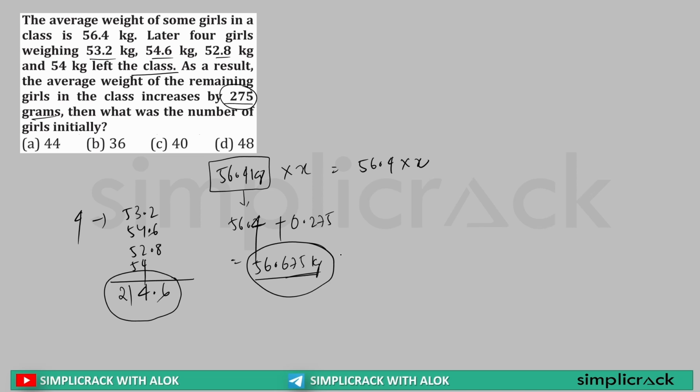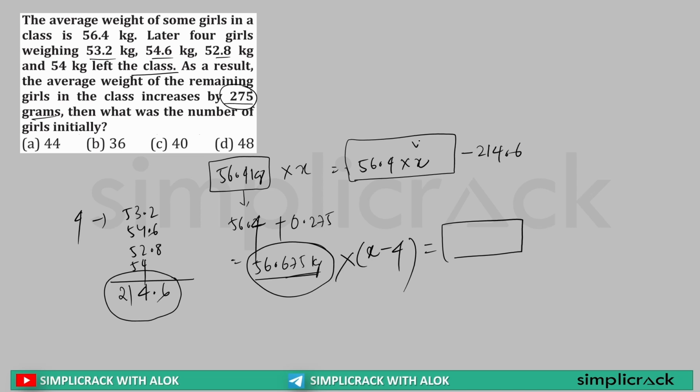Now what you can do? This is the new average weight of the total number of students minus the 4 students who left. For example, you get a value of this. This was the previous value. Yes or no? Yes, sir. Now, what it means is, if I take 214.6 out of this value, I will get this value, because this is the value after the leaving of 4 students. Yes or no? Yes, sir.